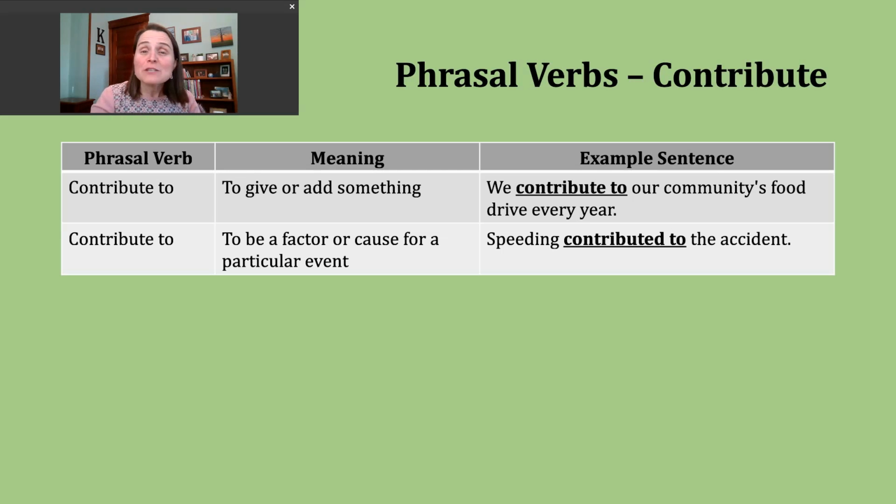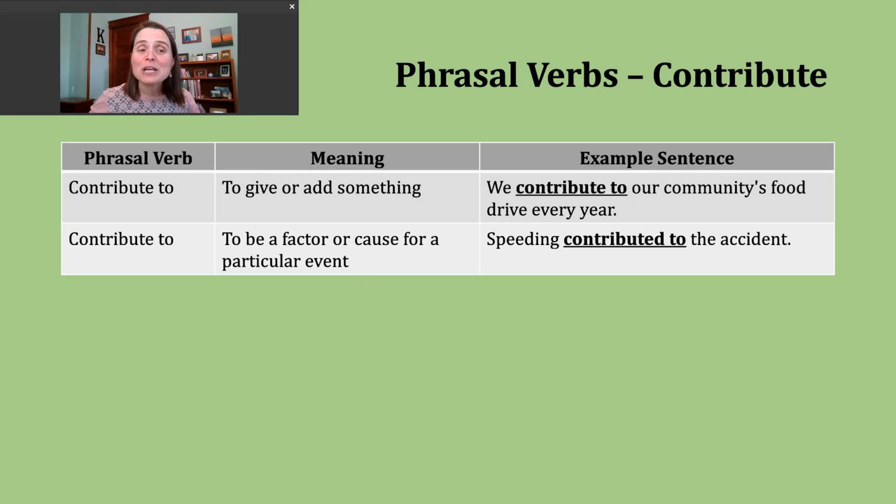This phrasal verb really ties back to an earlier example where we talked about maybe donating clothes, donating money. Here, someone is talking about giving or adding to the supply of food that is available for people in need.